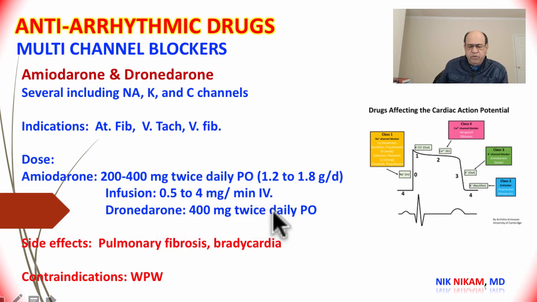Dronedarone is given twice daily, and its predominant use is in patients with paroxysmal atrial fibrillation to prevent the recurrence of atrial fibrillation. The well-known side effects of amiodarone and dronedarone include pulmonary fibrosis and bradycardia. They are contraindicated in patients with WPW.